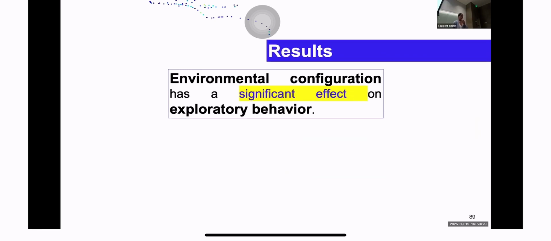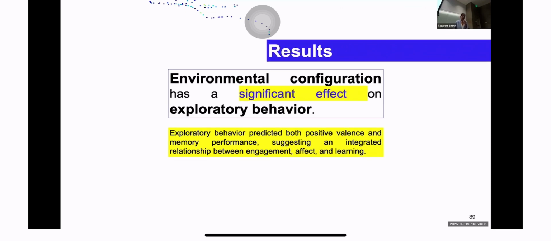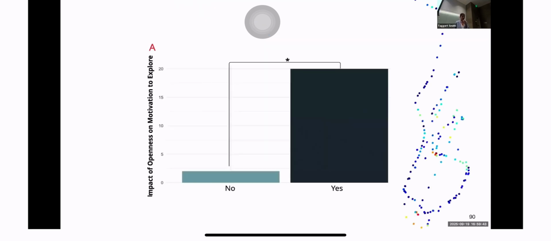So our results show that environmental configuration has a significant effect on exploratory behavior, and also exploratory behavior predicted positive valence and memory performance, suggesting an integrated relationship between engagement, affect, and learning.